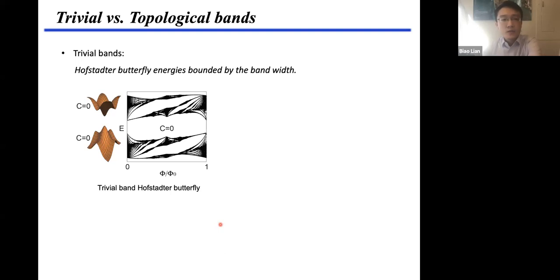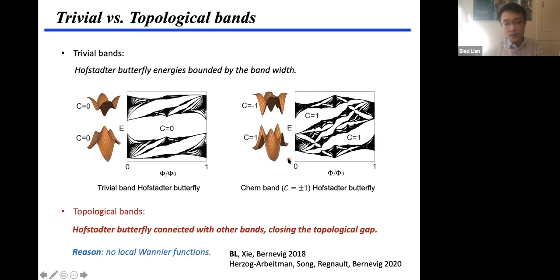One interesting property of the Hofstadter butterfly is that if you examine the Hofstadter butterfly of trivial bands, you find the spectrum is roughly bounded within the energy range of each band at zero magnetic field. However, if you look at the Hofstadter butterfly of topological bands, for example this Chern insulator with two Chern bands, you find that the Hofstadter spectrum is connected between the two bands. The energy spectrum is no longer bounded within the range of each band.